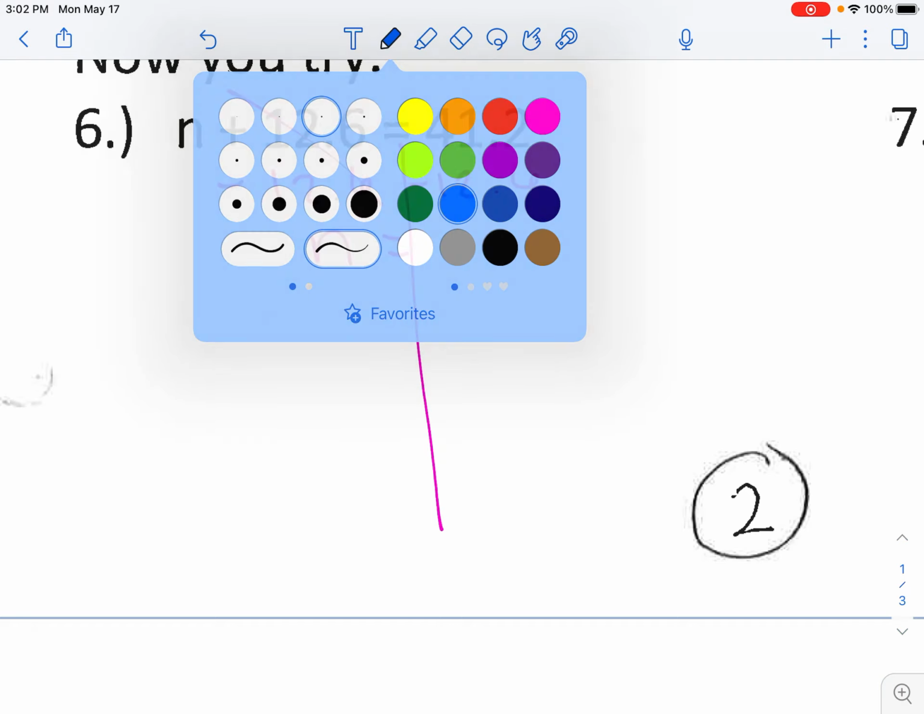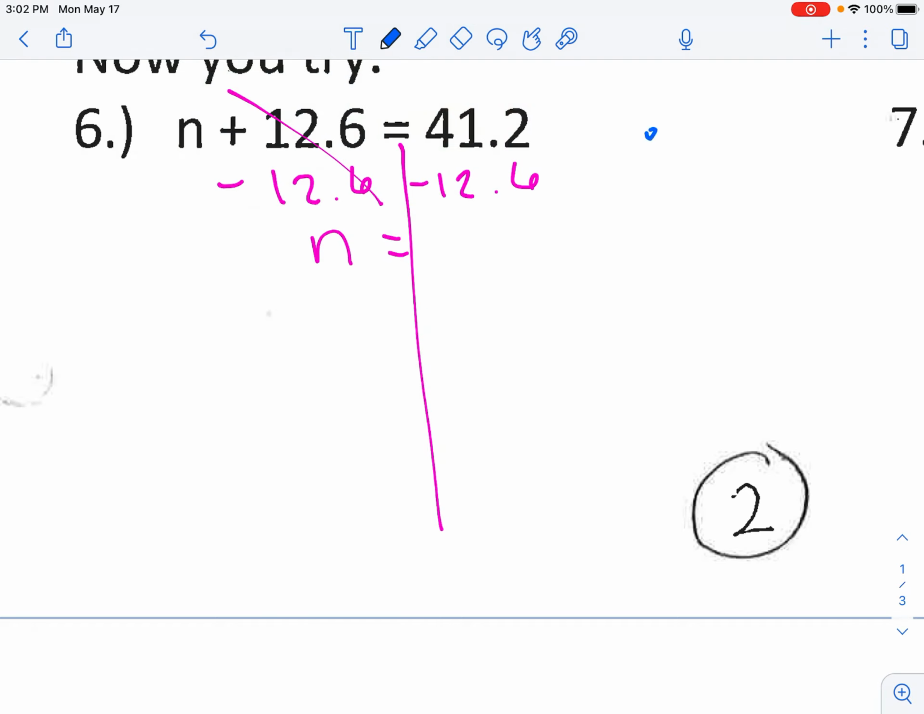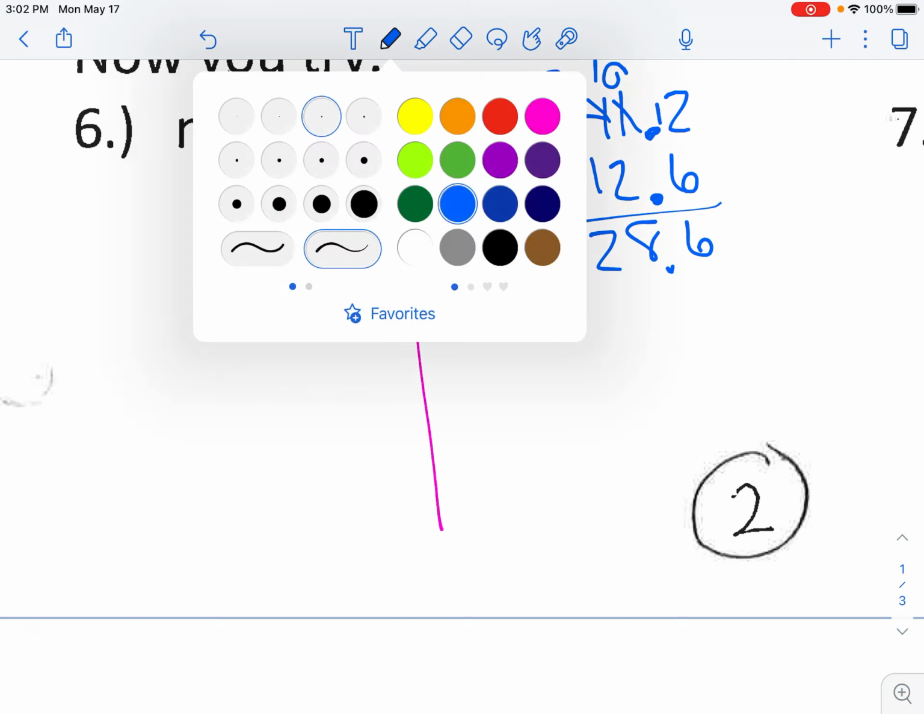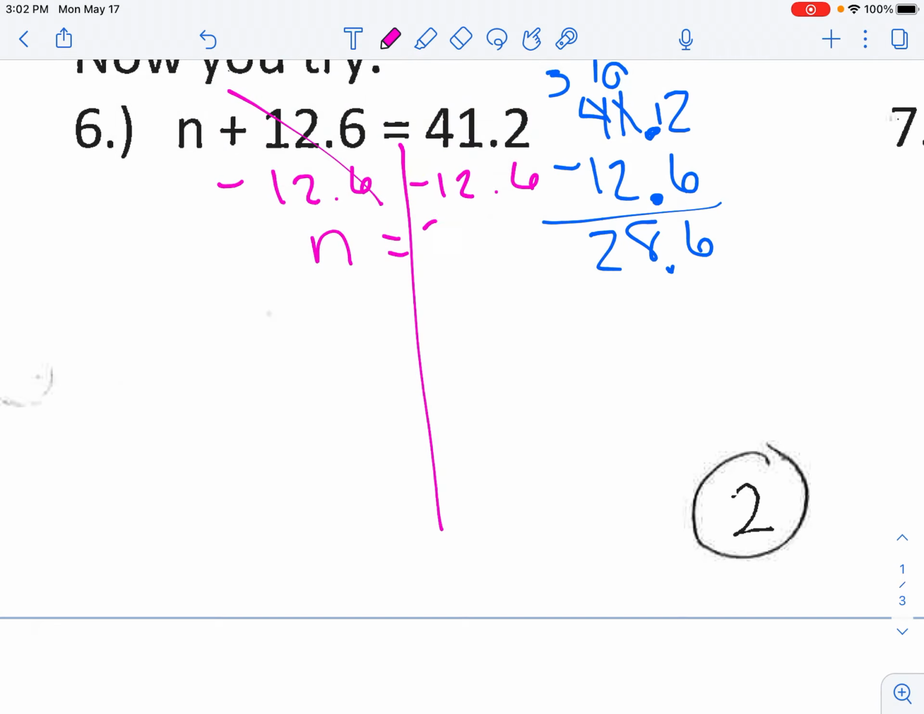If you have decimals, you have to show your work out to the side. So first, since I'm subtracting, I'm going to line them up. I'm going to borrow: 12 minus 6. I'm going to borrow again: 10 minus 2 and 3 minus 1. Okay, so n equals 28 and 6/10. Put a box around your answer.